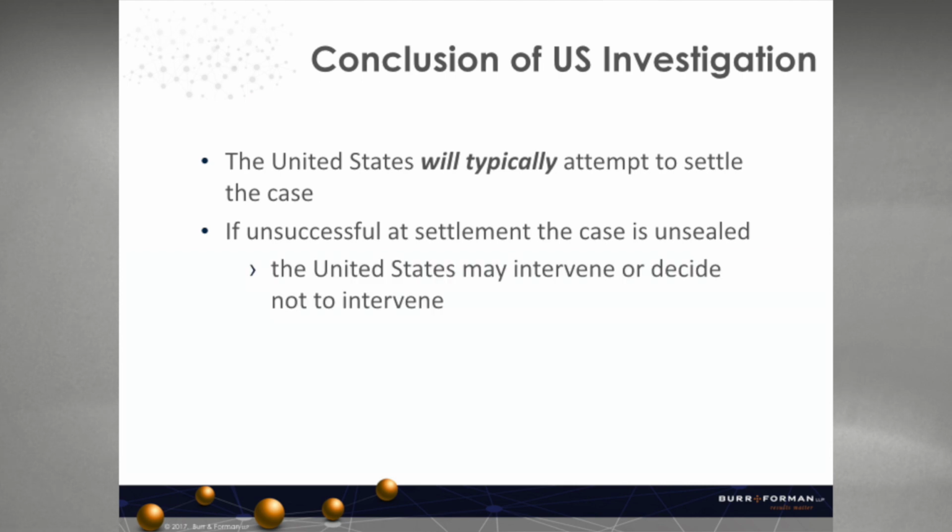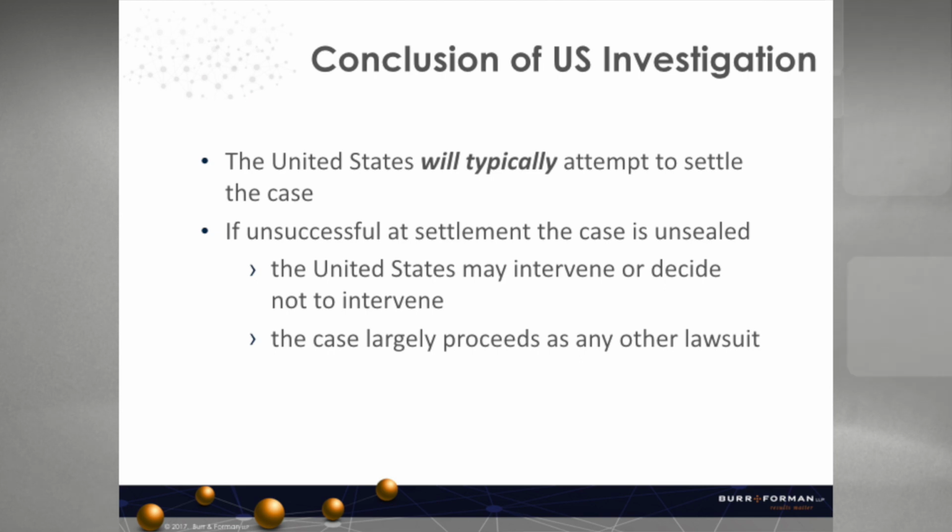If, however, the government sees the merit in the allegations, not only will the case come out from under seal and be served on the defendant, but the government will intervene in the case and take charge of the case. If, however, the government doesn't see any merit in the case or doesn't have the resources, quite frankly, to pursue the case, the government may decline to intervene and allow the relator to prosecute the case on its own.